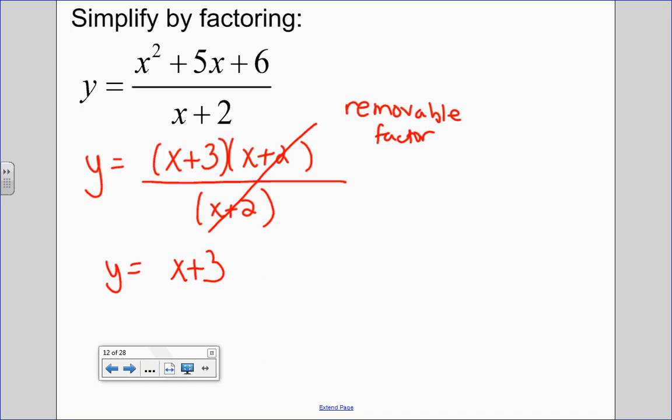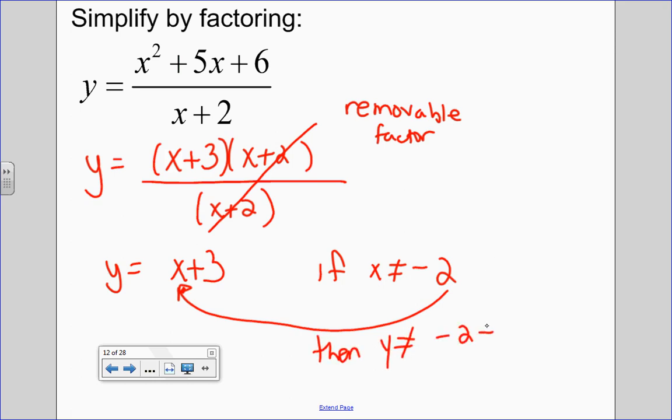That's what the graphing calculator originally graphed. It graphed a linear function. The calculator knew that there was a hole in the graph, but we didn't really see that. So the graphing calculator graphed this linear function, but it knew that x could not be -2. Well, if x can't be -2, let's put it in here and figure out what y can't equal. So if x can't equal -2, then y can't equal -2 plus 3, which is +1. Putting those two together, I have a point of discontinuity at -2 and 1.